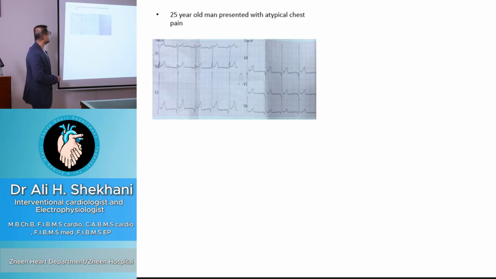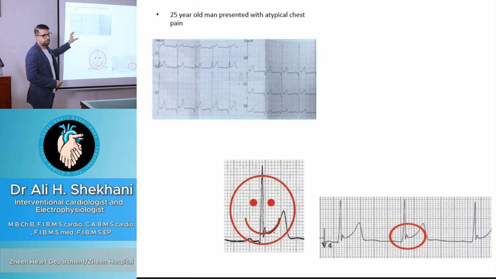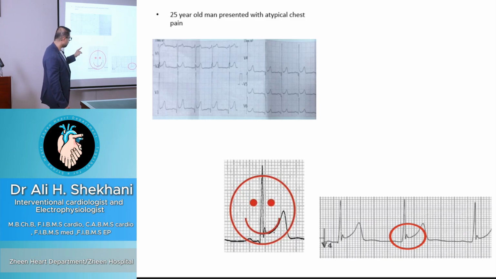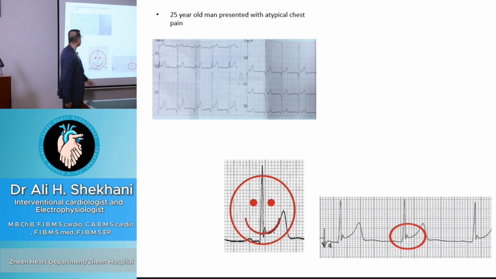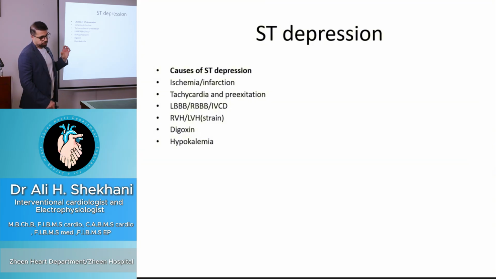This is another patient, 25 years old, presented with atypical chest pain. This is also a very common ECG finding. This is also ST elevation. What we call this ECG is benign early repolarization or high takeoff phenomenon. Also, it's called smile face ECG or fishhook appearance, when the ST elevation occurs just at the J point and there is a notch in the J point. I finished the ST elevation.